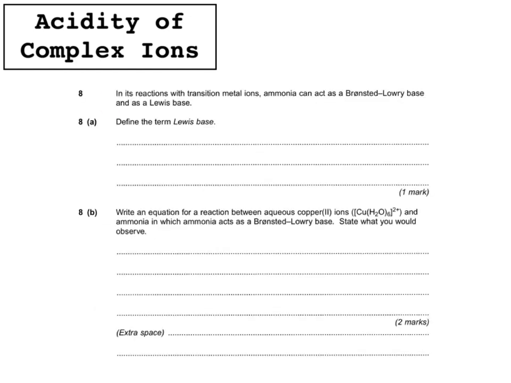So in its reactions with transition metal ions, ammonia can act as a Bronsted-Lowry base or as a Lewis base. Define the term Lewis base. So a Lewis base is an electron pair donor. And it says, write an equation for a reaction between aqueous copper-2 ions and ammonia in which ammonia acts as a Bronsted-Lowry base. State what you would observe.